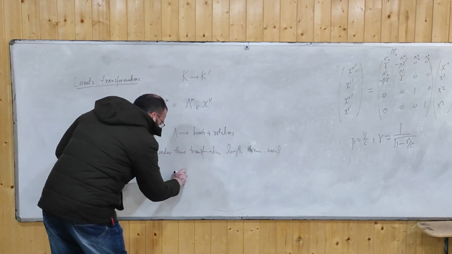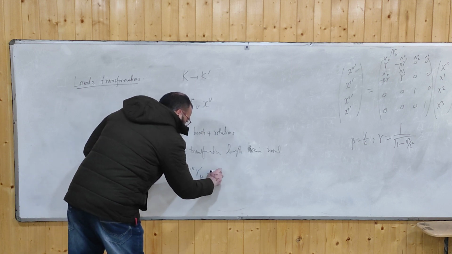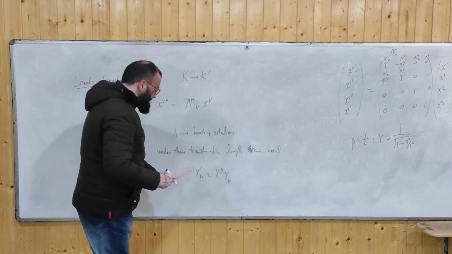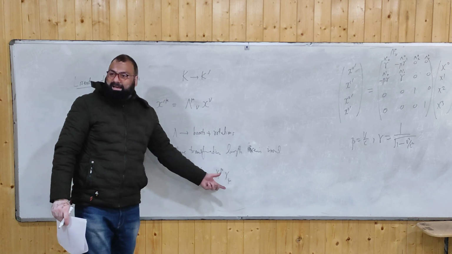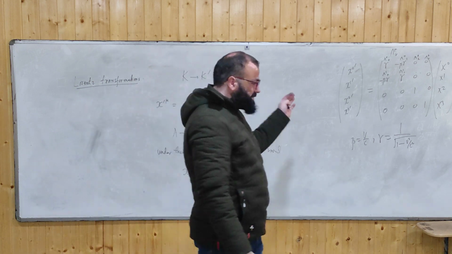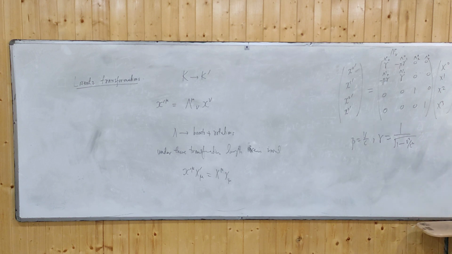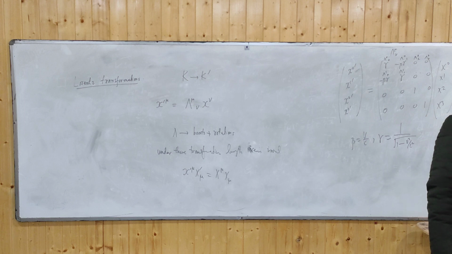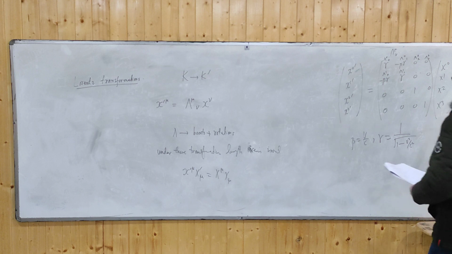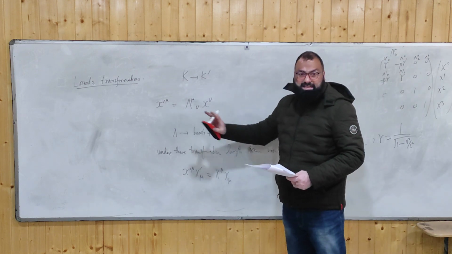What does that mean? That means x prime mu x prime mu is the same as x mu x mu. The first is the length in the primed coordinates, and the second is the length in the unprimed coordinates. This remains the same. If you look at a two-dimensional coordinate system and calculate the length of the vector, the length is invariant, a scalar quantity, under any kind of transformation. Now let's check what conditions are satisfied by this lambda.